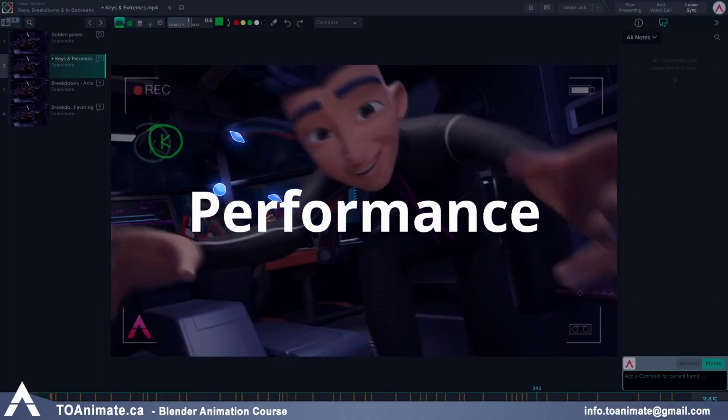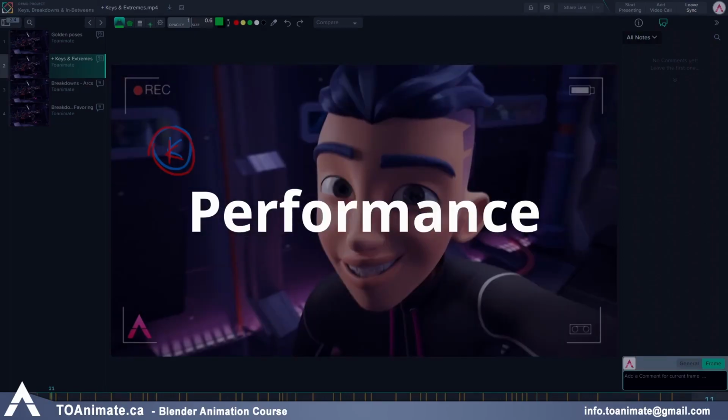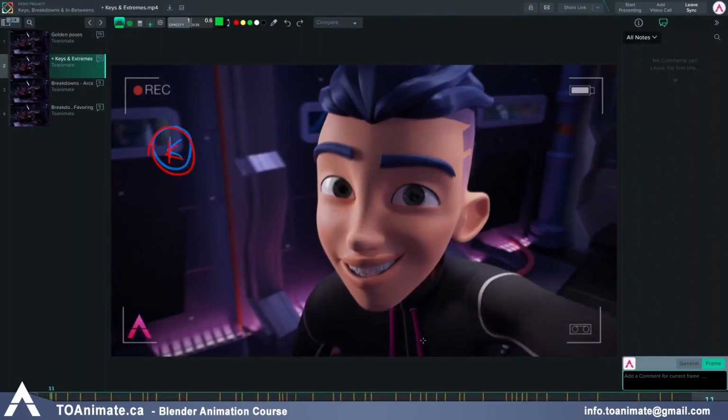Next up, we need keys for any other performance you want to capture in the shot that hasn't been included yet. I made these keys red, so let's go through them. First off, we have frame 11. This is where Max's eyes dart from May to the camera, so it's important to set a key exactly where you want that change to happen.